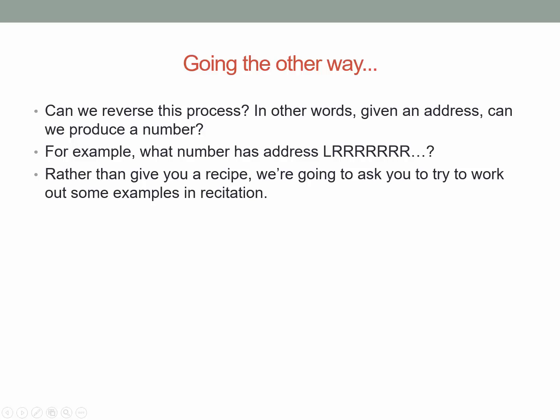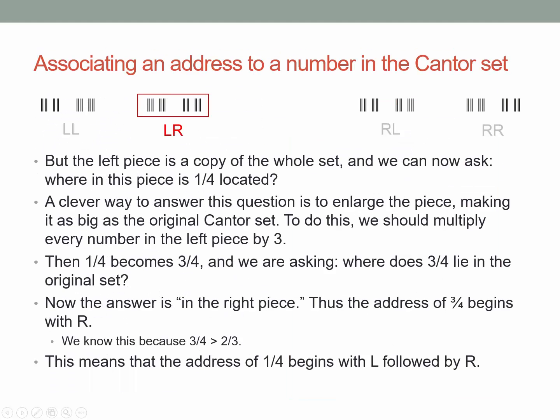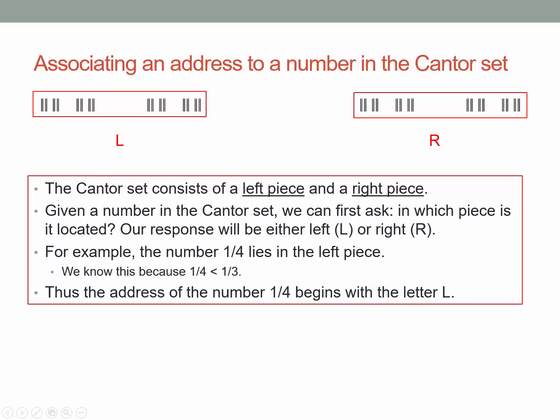Well, let's go back and look at our earlier picture. So I'm going to go back through my slides somewhat. I'm going to go back to this slide, associating an address to a number in the Cantor set. But remember, we're going the other way, right? We're given an address and we want to get a number. Well, the address was L followed by R's forever. So since it was an L, that means that our number is somewhere in the left piece. So it's somewhere in that interval 0 to 1/3.